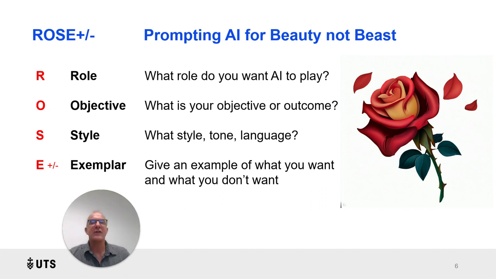The third part is style. What style or tone of voice would you like AI to work with? And what language do you want it to work in? That's important because it helps it work with the right constraints.